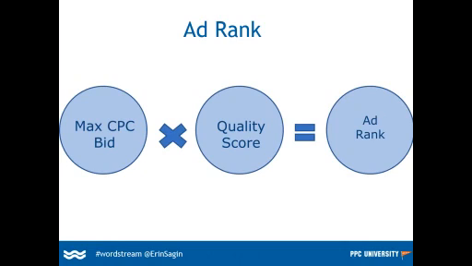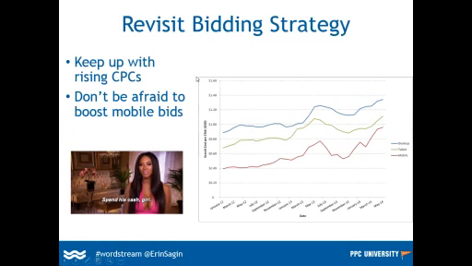Okay, perfect. All right, so back to what I was saying in regards to ad rank. Let's just take a look, make sure everyone's on the same playing field and understands how ad rank is composed. So we look at your max CPC bid, multiply it by your quality score, and that's going to give us our ad rank. So first things first, let's take a look at our bidding strategy.